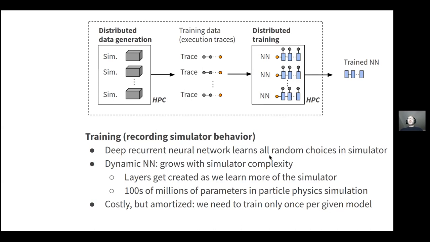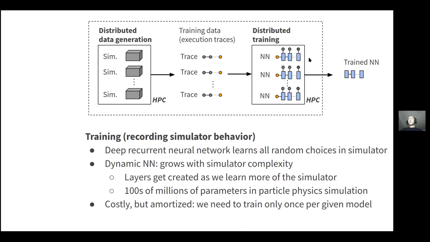So the neural network learns all the random choices. This is what I was saying. There are also interesting details, like this is a dynamic neural network, because one thing I forgot to mention is that if you have a real world simulator, every time you run the simulator it can make different choices and create execution traces of different lengths. So this is completely open-ended. One time you run the simulator, it can maybe sample 1,000 random choices, 1,000 latent variables, and simulate an event. The next time you run it, it can just do 10 samples. The next time, it can do a million samples. So all these traces can be of different length, and they are in practice.